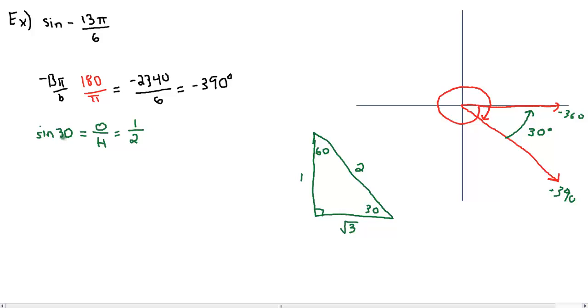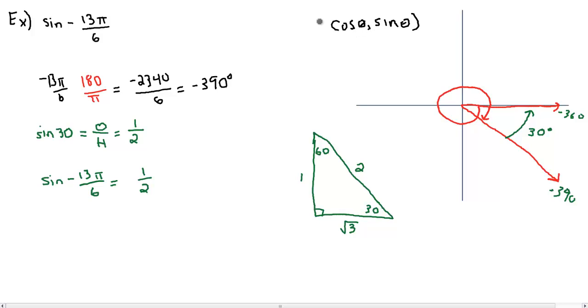Now we've got the value of sine of 30, so let's go back to this. We've got sine of negative 13 pi over 6. That's going to be 1/2. Now, the last thing that we have to do is decide whether it's going to be a positive 1/2 or a negative 1/2. So I'm going to pull up my ordered pair. It's kind of like a formula, I guess.